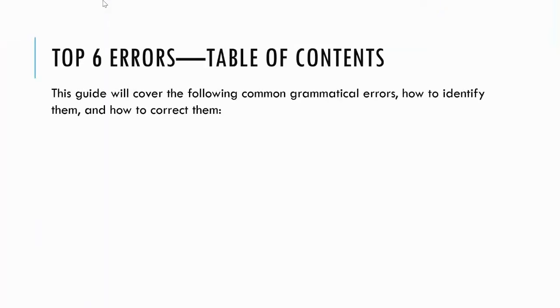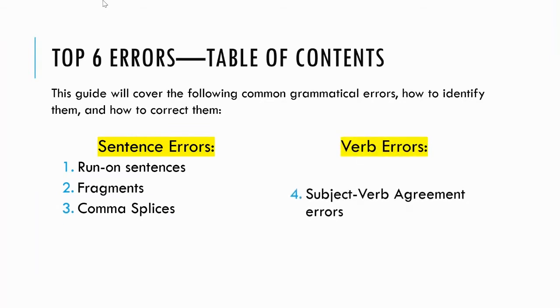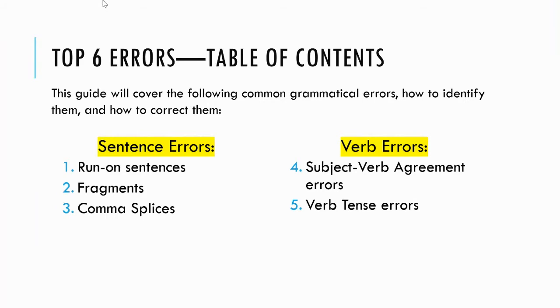This guide will cover the following list of common grammatical errors, how to identify them, and how to correct them. This guide will focus on 2 categories of grammatical errors, sentence errors and verb forms. Under the category of sentence errors, we will discuss run-on sentences, fragments, and comma splices. Under the category of verb errors, we will discuss subject-verb agreement errors, verb tense errors, and split infinitives.